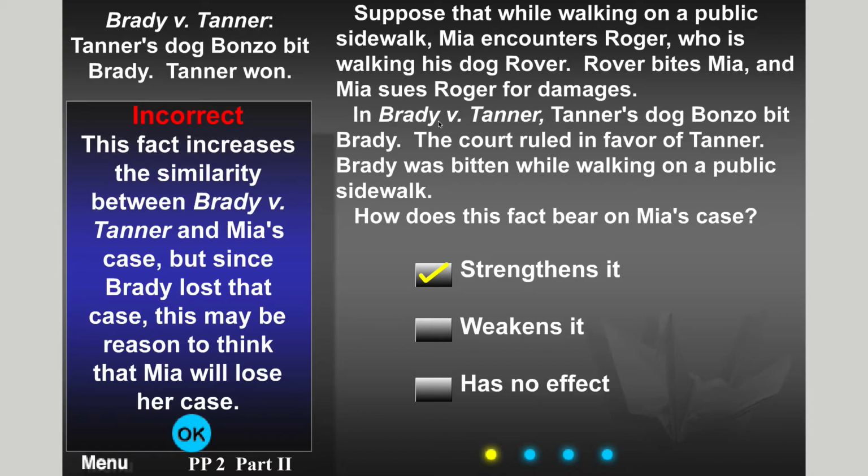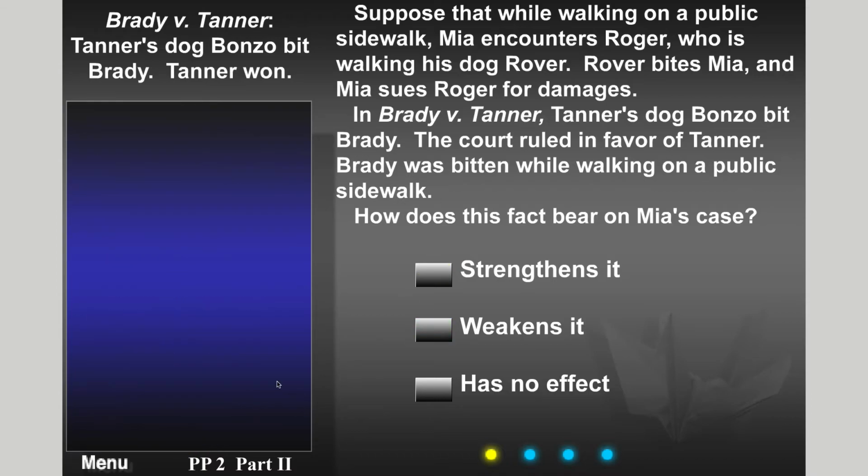In Brady versus Tanner, Tanner's dog Bonzo bit Brady. The court ruled in favor of Tanner. Oh, the defendant. Sorry, the defendant. Brady was bitten while walking on a public sidewalk. This would weaken it. Thank you. It would weaken it. My fault. Tanner is the defendant here.